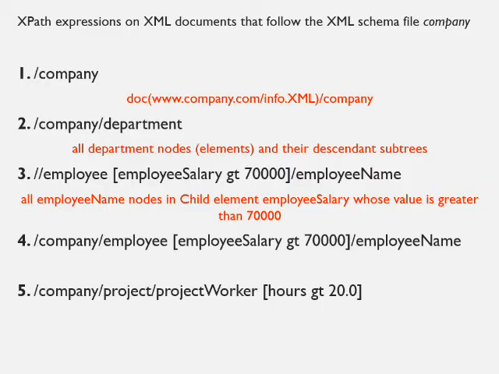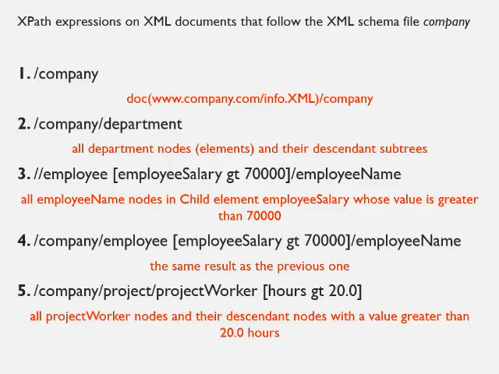Fourth one, /company/employee[salary > 70000]/name, returns the same result as the third one, which is described in a single slash manner. That is the difference between double slash and single slash. Fifth one, /company/project/projectworker[hours > 20], returns all the project worker nodes and their descendant nodes with a value greater than 20 hours. This is the way we retrieve data from the XML document using XPath query expressions.